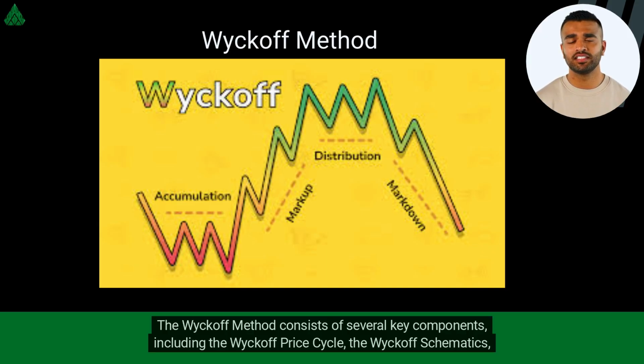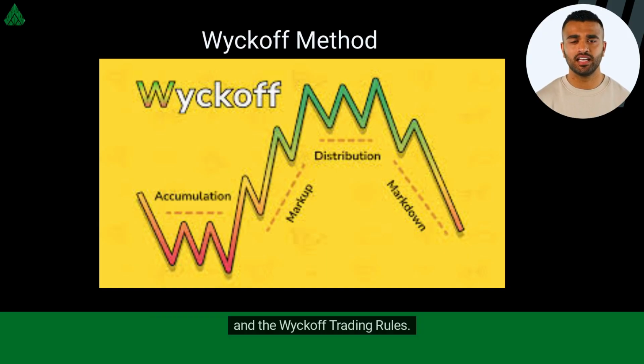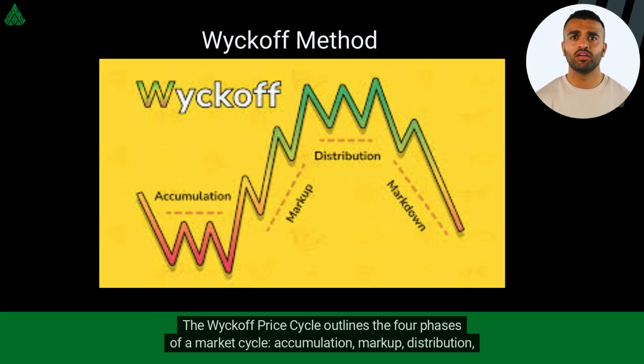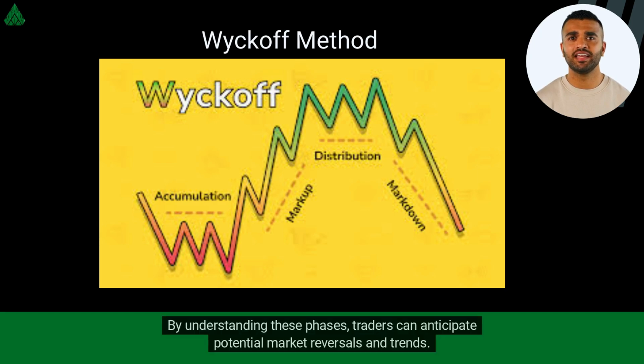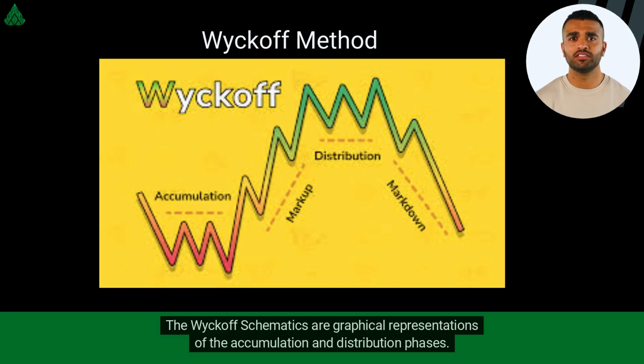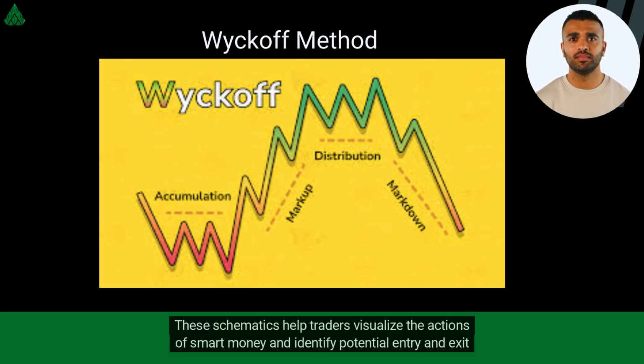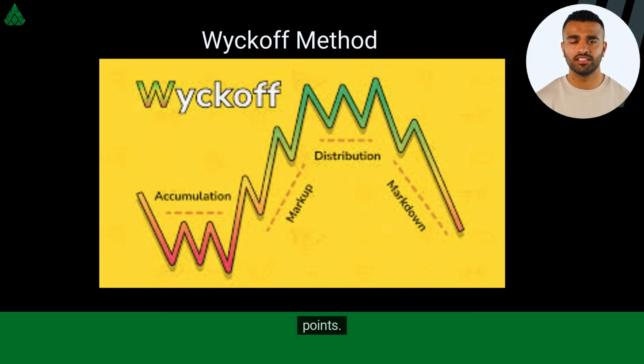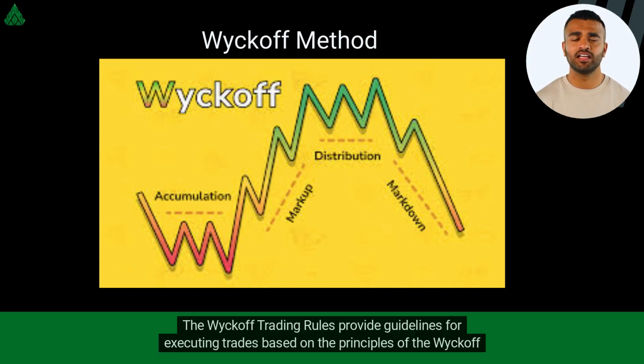The Wyckoff method consists of several key components, including the Wyckoff price cycle, the Wyckoff schematics, and the Wyckoff trading rules. The Wyckoff price cycle outlines the 4 phases of a market cycle: accumulation, markup, distribution, and markdown. By understanding these phases, traders can anticipate potential market reversals and trends. The Wyckoff schematics are graphical representations of the accumulation and distribution phases. These schematics help traders visualize the actions of smart money and identify potential entry and exit points. The Wyckoff trading rules provide guidelines for executing trades based on the principles of the Wyckoff method.